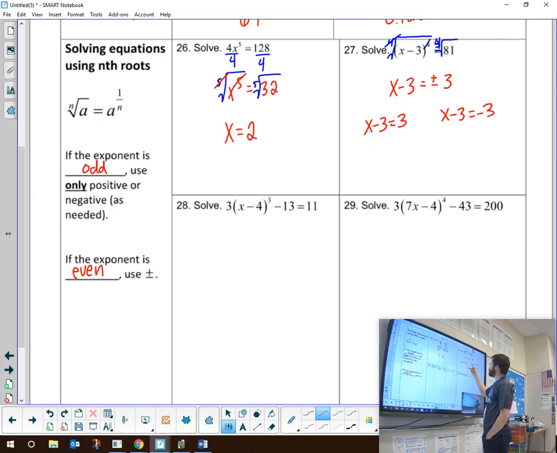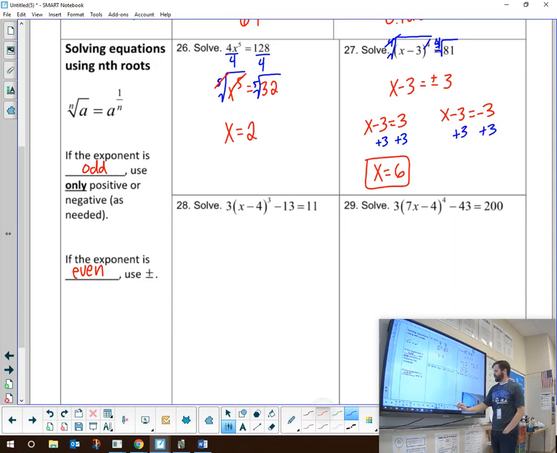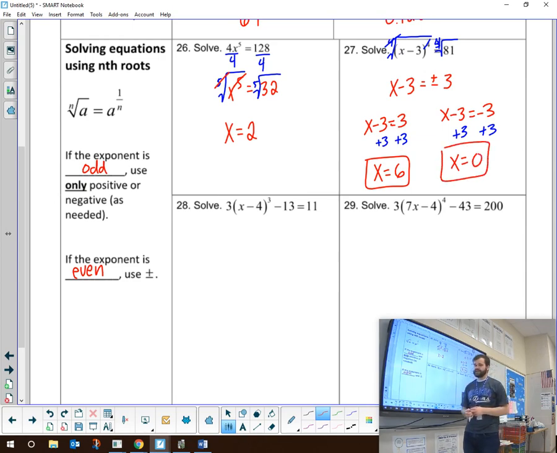All right, so if it equals positive 3, add 3 to both sides to get this answer. And we're going to get x equals 6. But that's only one of my two answers. My other answer is going to be here. We're going to add 3 to both sides here, and we're going to get x equals negative 3 plus 3 is 0. So there's our two answers, x equals 6 or x equals 0.